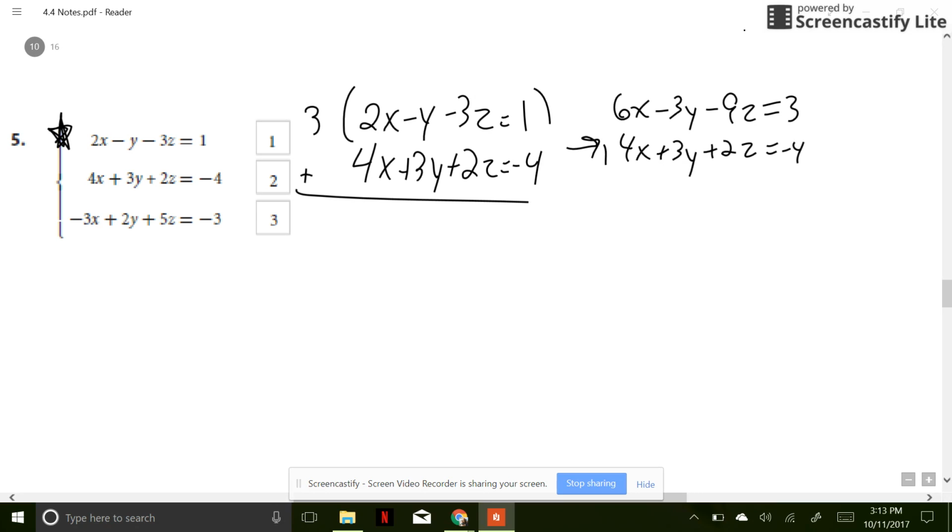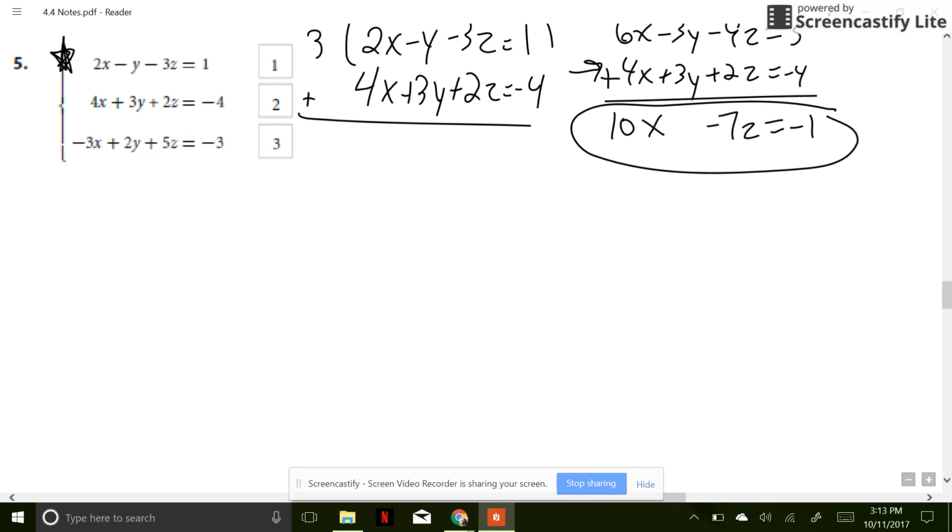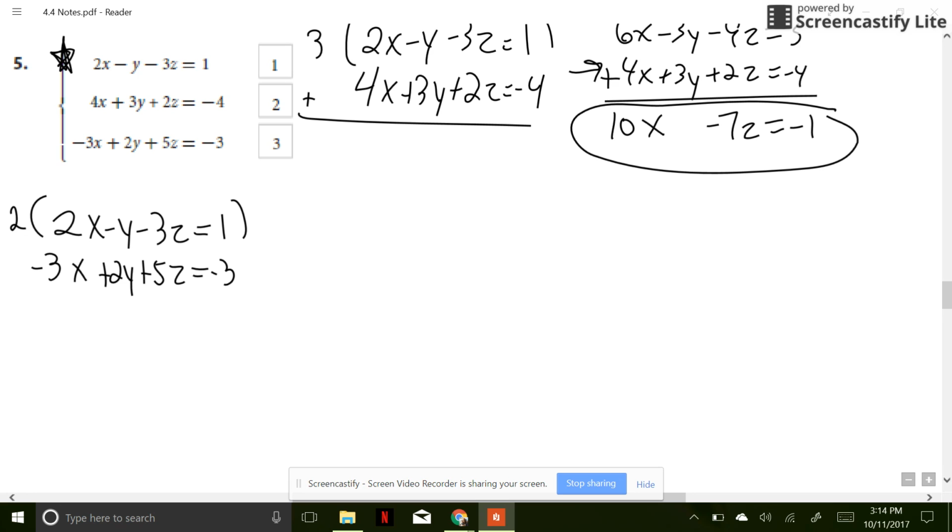Again, since the signs are already opposite, I can just add these. So 6x plus 4x is 10x, negative 9z plus 2z is negative 7z, 3 plus negative 4 is negative 1. So that's going to be my first equation. I'll take equation 1 again, 2x minus y minus 3z equals 1. And now the third equation, negative 3x plus 2y plus 5z equals negative 3. So if I'm eliminating the y's, I'll have to multiply the top equation by 2 to get the coefficient the same. And then again, this y in the first equation is negative, and the second one is positive. So they are already opposites. I will just be able to add.